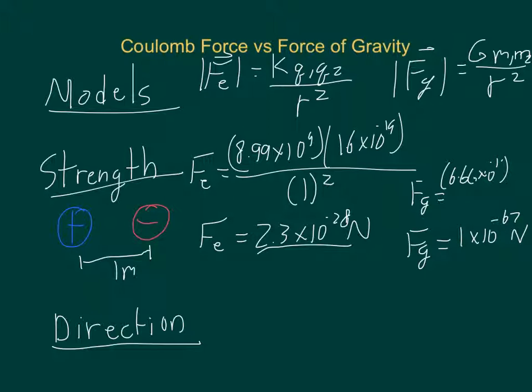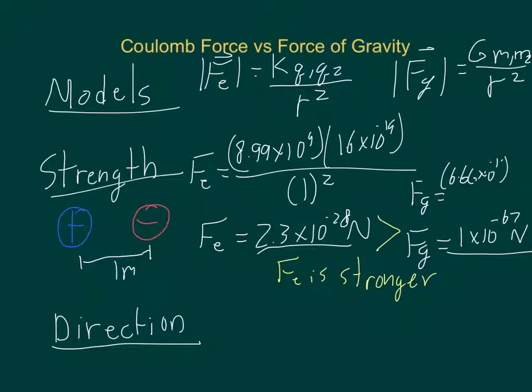So what that is telling us is that the force caused by electrostatics, or the Coulomb force, is way, way, way, way stronger than gravity. Way stronger. Given all the same conditions, pound for pound, the Coulomb force is stronger than the force of gravity. In fact, gravity is the weakest of the 4 fundamental forces in our universe.